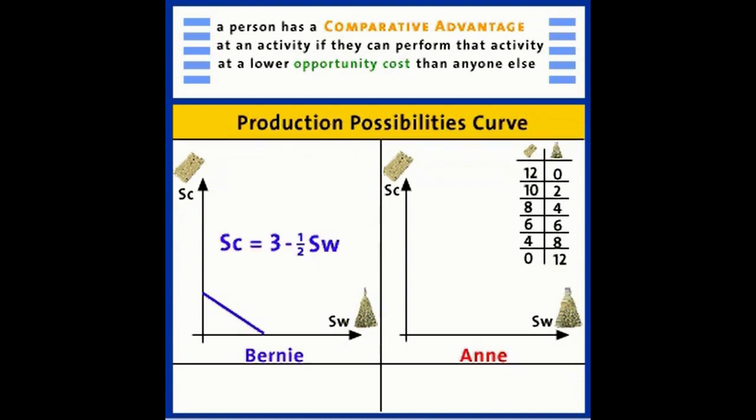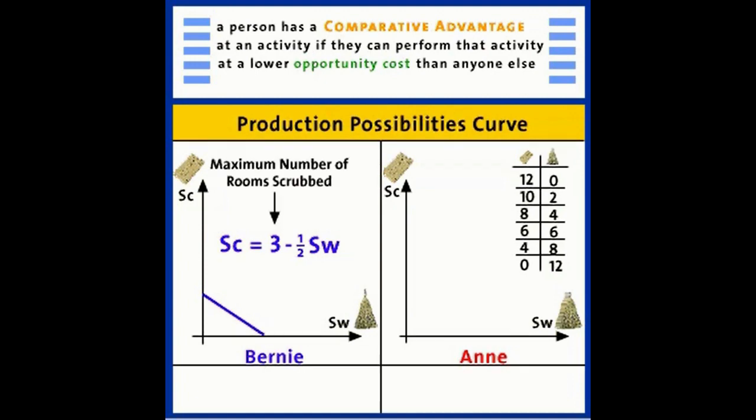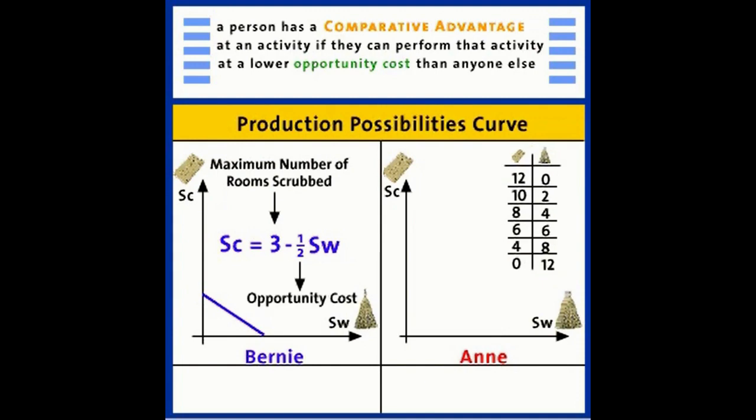Each room that he sweeps is 10 minutes, and that means that he's giving up 10 divided by 20, or 1/2 of a room worth of scrubbing. We saw this last time. Every room that he sweeps is 10 minutes worth of time, and that's half of a 20-minute job worth of scrubbing that he's not able to do.